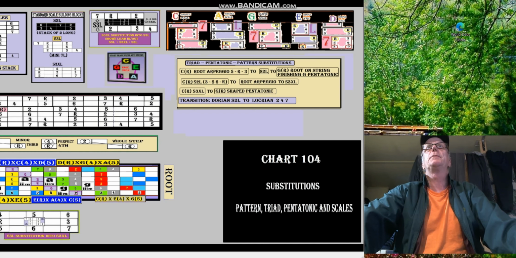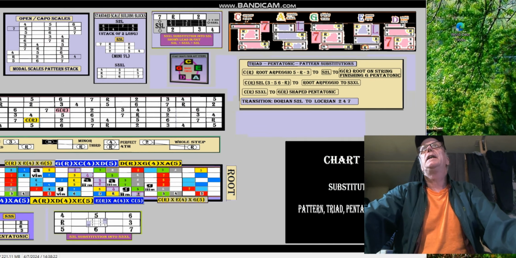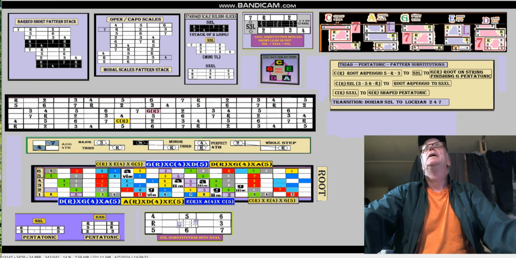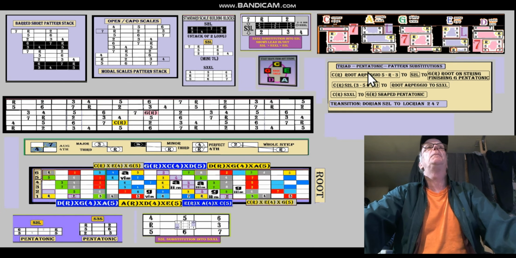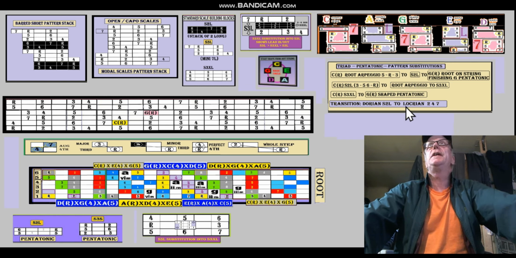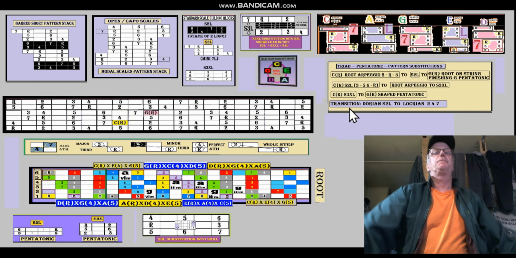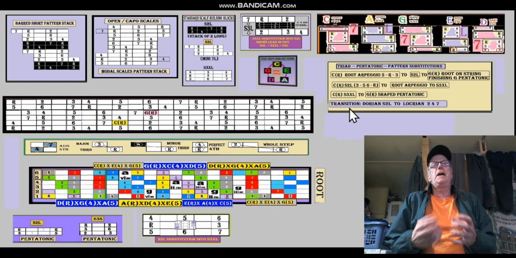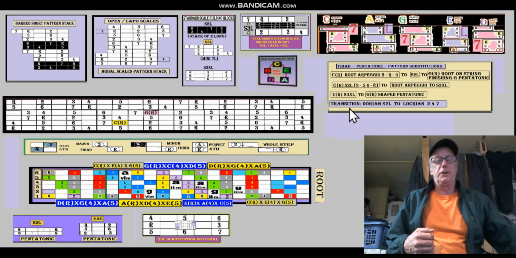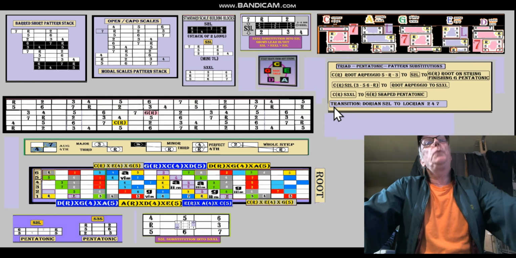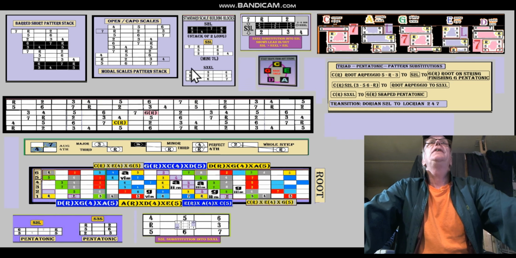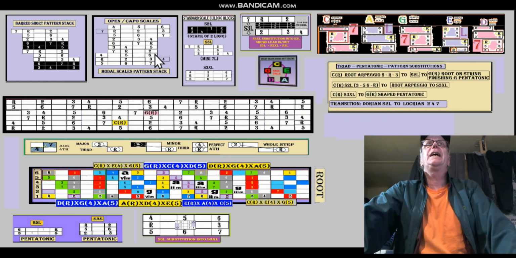Chart 104: substitutions, pattern, triad, pentatonic scales, and I could also add pattern of course, but transition. I just wrote this in now, where prior to now I've been working on substitutions so that we can extend the scale with these substitutions. Now before we get to the substitution, I think we have to do a little background.